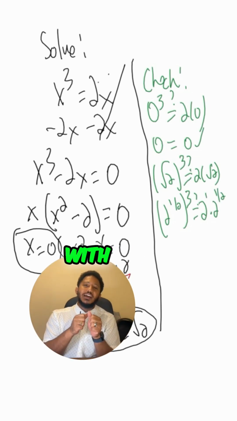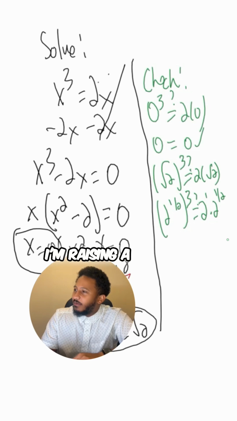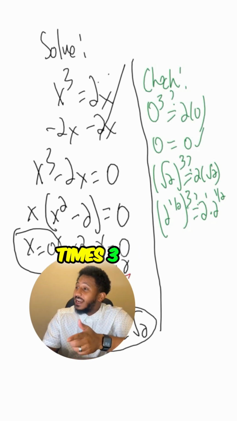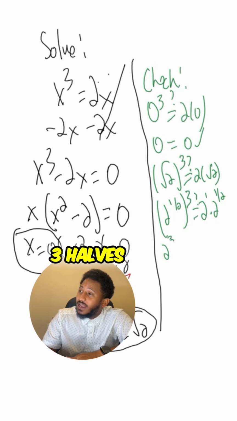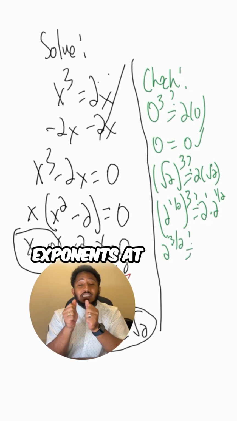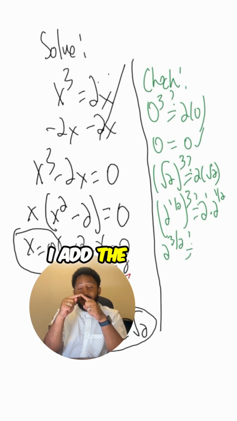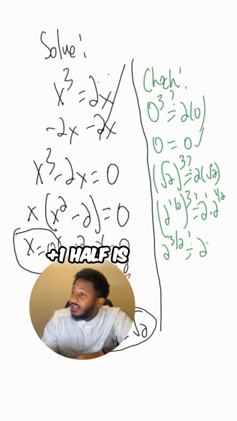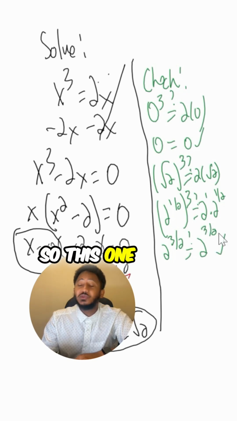And so now we have to deal with our rules of exponents. Right here, if I'm raising a power to a power, you multiply those powers. So 1/2 times 3, that's 2 to the 3 halves. Is that the same as, well, if I'm multiplying two exponents that have the same base, I add the powers. And so this is 2 to the 1 plus 1/2, which is indeed 3 halves. So this one checks as well.